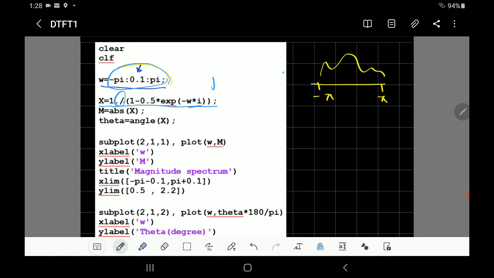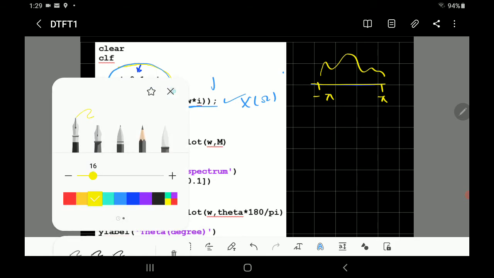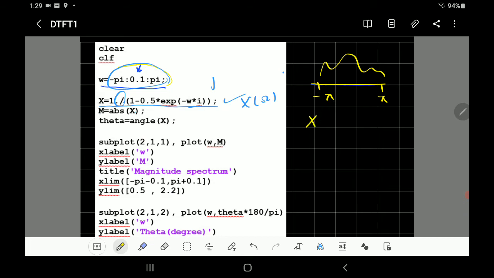Now you have the expression corresponding to X of omega, and you want to find its amplitude and its angle. The amplitude is easy. Call it m, equal to the absolute value of x, because this x is complex. In general x is a complex number, with the imaginary part j, so to find the magnitude m, you just find the absolute value. It will give you the magnitude.